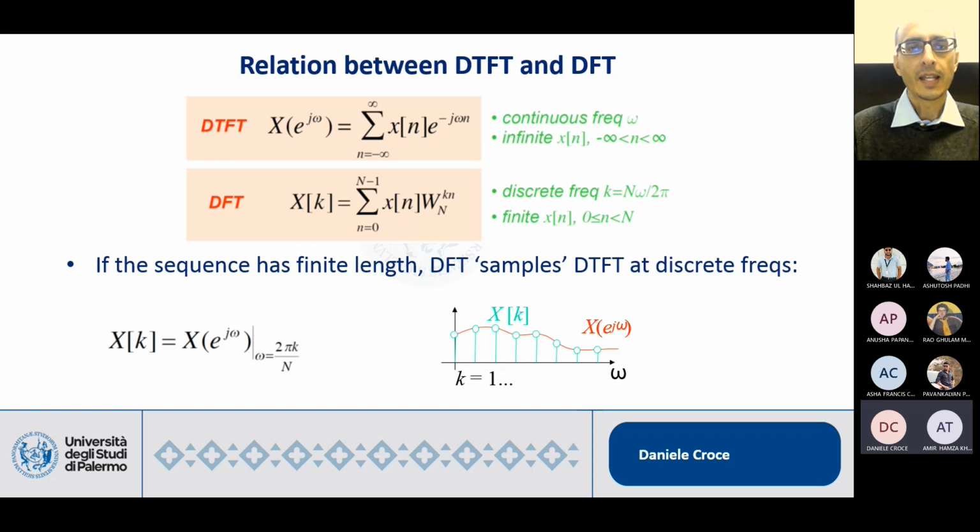So if the sequence has finite length, the discrete Fourier transform is some sort of sampling of the DTFT at certain discrete frequencies. So here you have a plot where you have the DTFT in red, which is periodic. You don't see here that it's periodic because we look only at the main period. And then the DFT is the samples of the DTFT every 2 pi k over capital N. Okay?